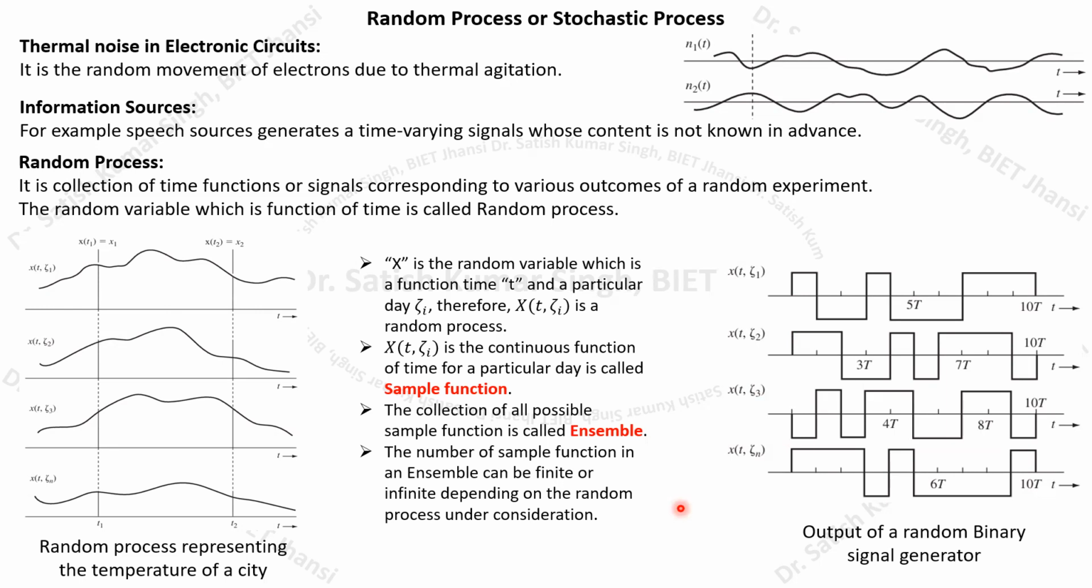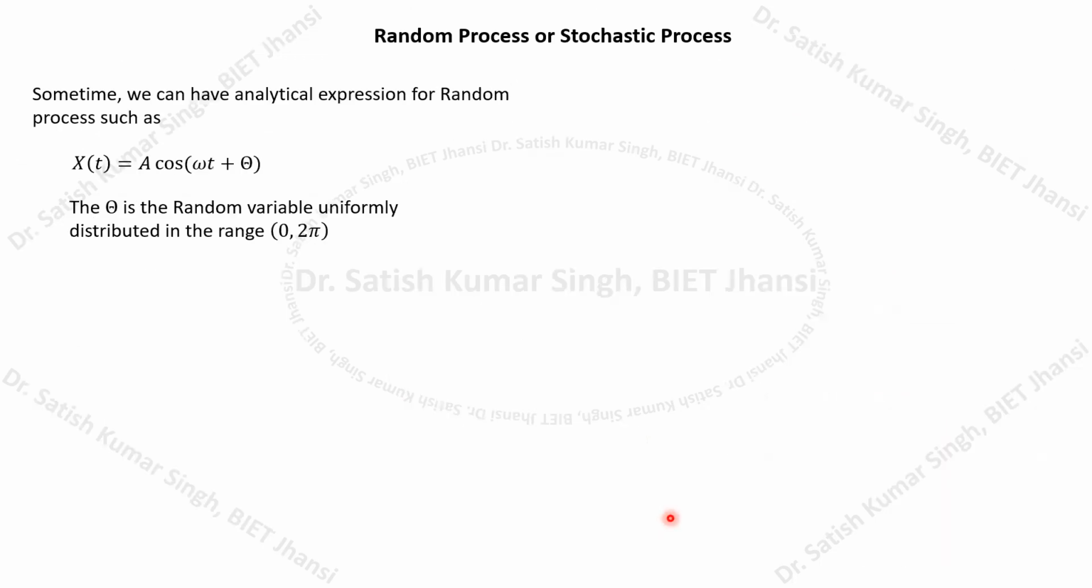So a random process could also have a certain analytical expression, right? It seems that because it is a random process, we may not have its analytical form, but sometimes we do have a random process which has an analytical expression. So here you can see this particular expression. Suppose a random process x(t) is denoted by A cos(omega t + theta). This looks like an analytical expression because it has a mathematical form.